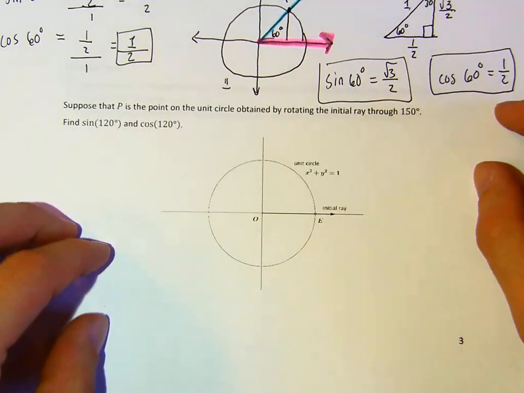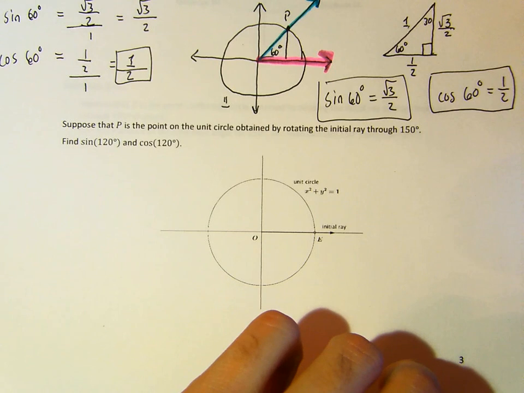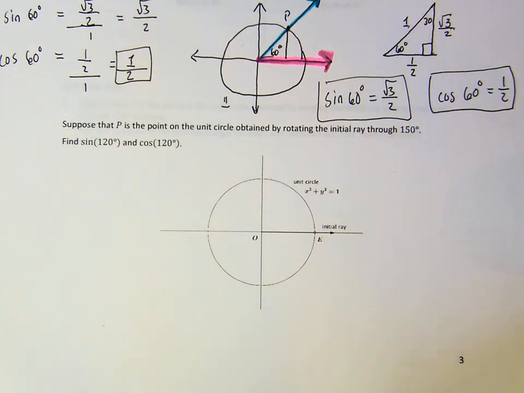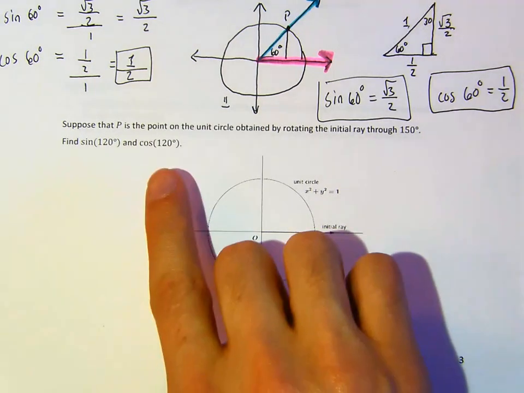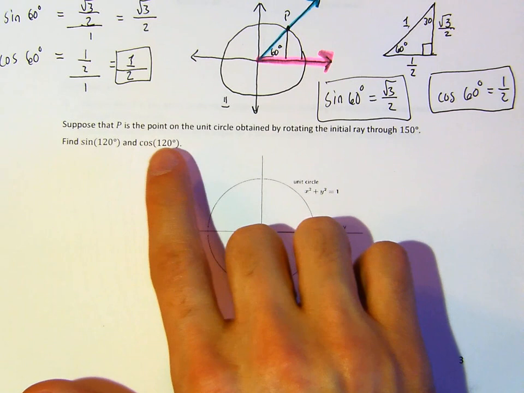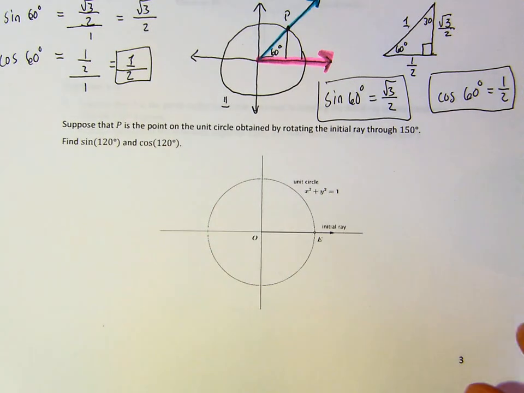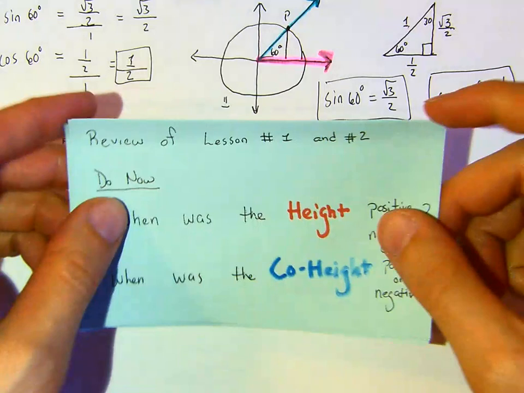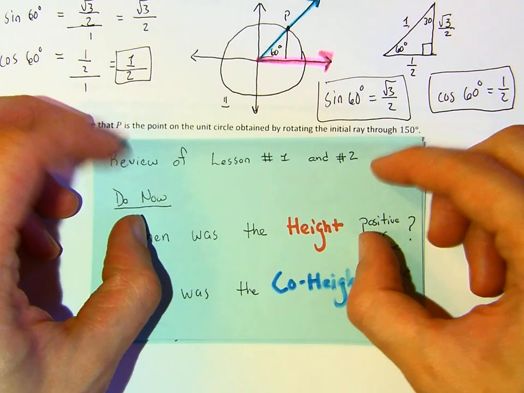Let's do this. So let's continue our journey of trigonometry. Here, what are we asked to do? We're asked to find sine of 120 degrees and cosine of 120 degrees. But before we go into this question over here, let's have a quick little review of lesson 1 and 2.